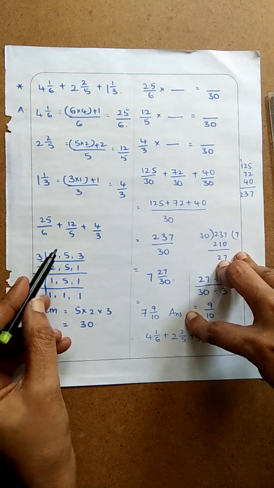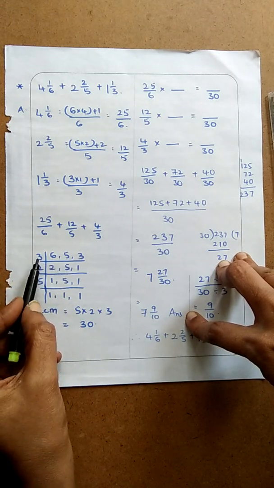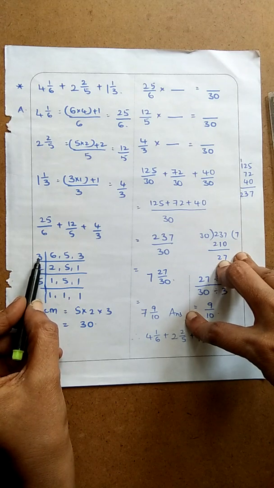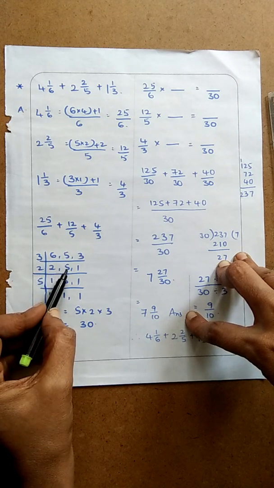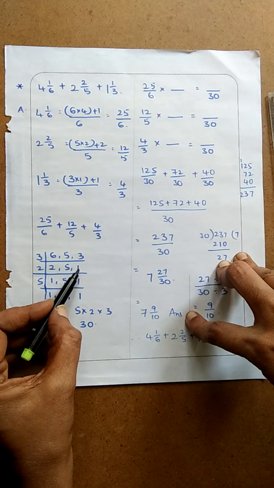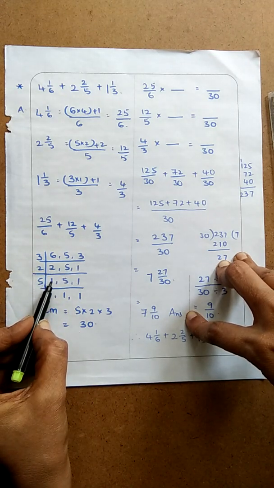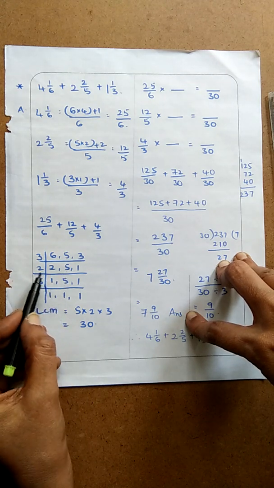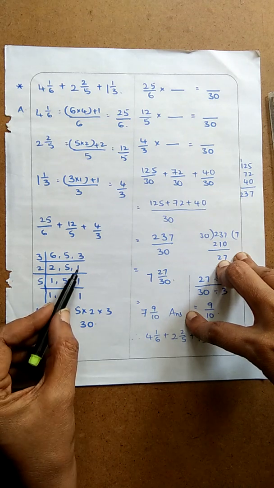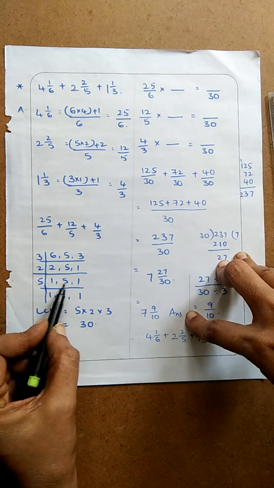Now let us take the denominators 6, 5 and 3 and find their LCM. Okay, so let us divide by 3. 3 goes 2 times in 6. 3 doesn't go in 5, so write 5 as it is, and 3 goes 1 time in 3. Now divide by 2. 2 goes 1 time in 2. 2 doesn't go in 5. Put 5 as it is, no change, and 1 also is smaller, so put 1 as it is. Now we got 1, 5 and 5.